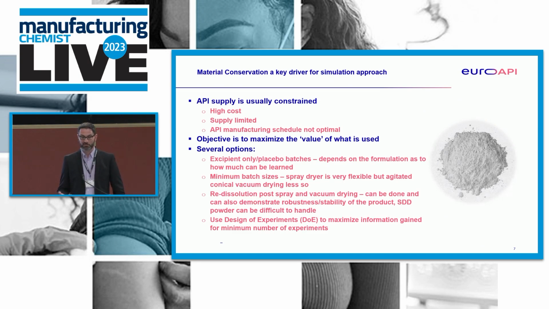And we can also look at DOE, so design of experiments, so we can try and maximize the information we gain from the minimum number of experiments. Spray drying being a continuous process is quite good for this because you can alter the conditions on the same run and adapt it, so you can take samples as you change the conditions, so you don't have to run a whole batch at one set of conditions and then do another one. You can alter it on the fly, so to speak.